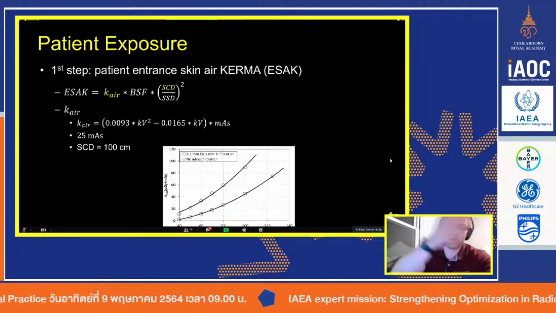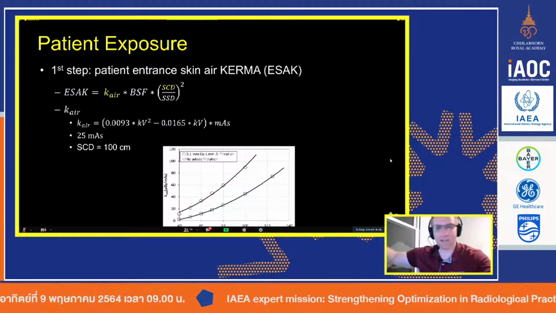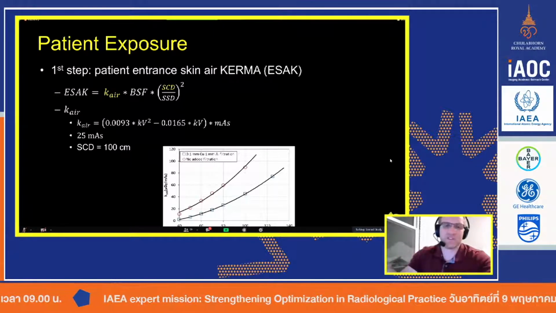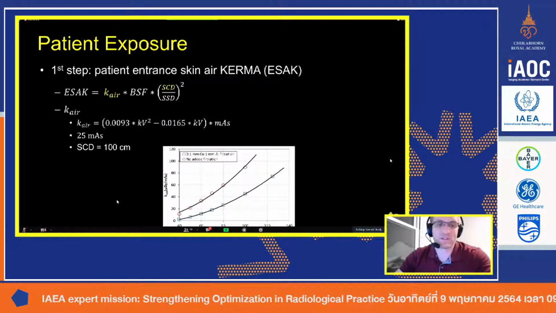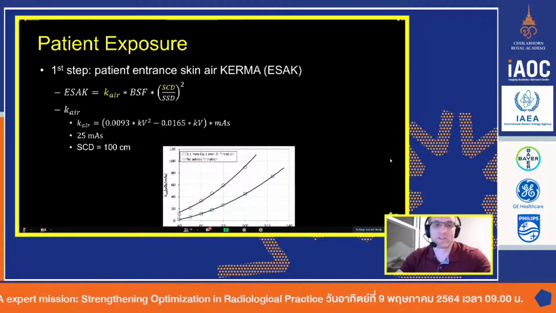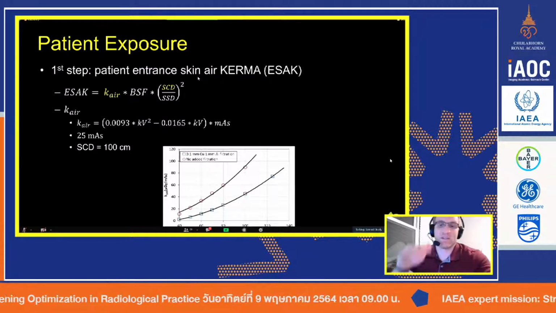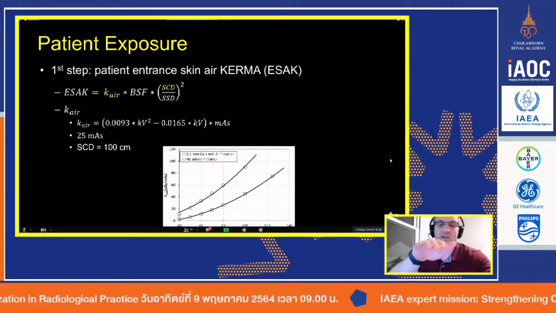But if you have a Siemens, a Philips, a Toshiba, or whatever, an Agfa, excuse me, then you're going to have to do these unique measurements on every unique system, unique vendor. So first step, we need to know what air kerma is, that incident air kerma value.